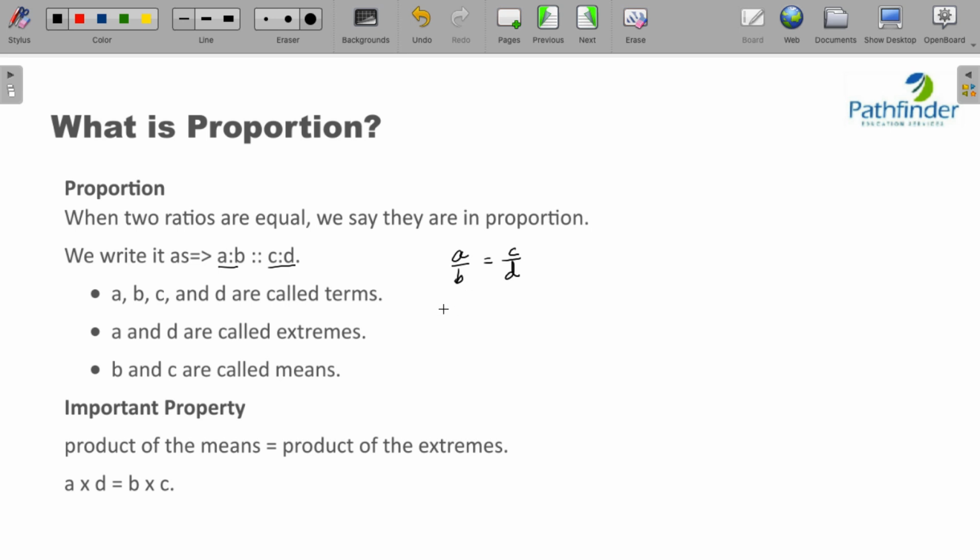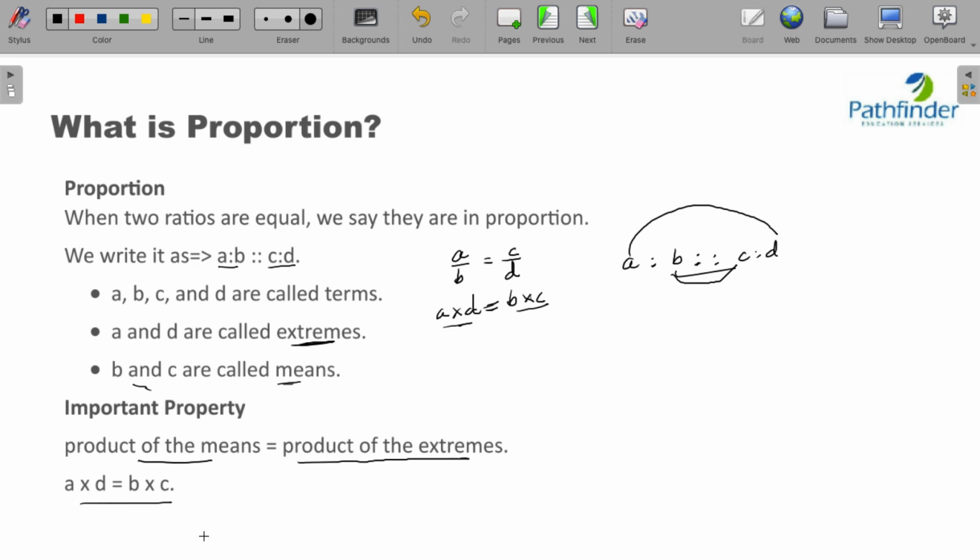A and D are called extremes, and B and C are called means. And we can see that the product of extremes is equal to the product of means. So in other words, if a ratio is represented like A is to B as C is to D, then the product of extremes and the product of means, both of them must be equal. So the product of means is equal to the product of extremes.